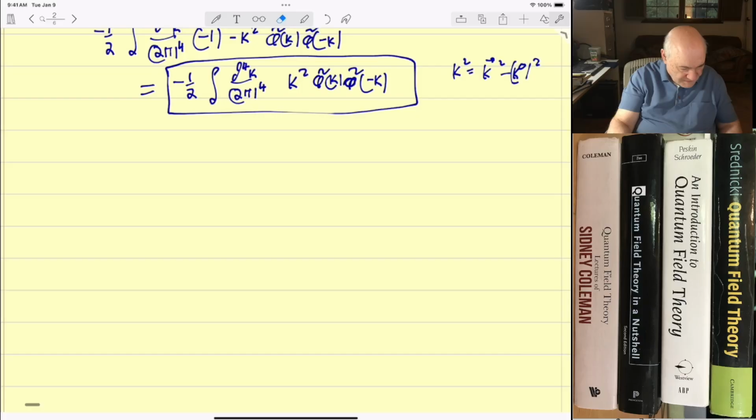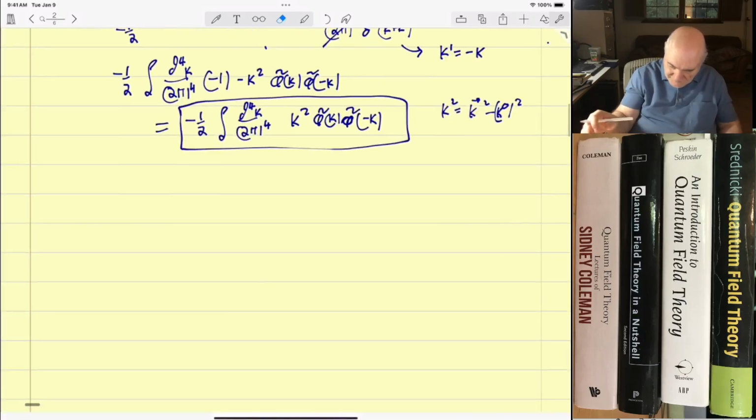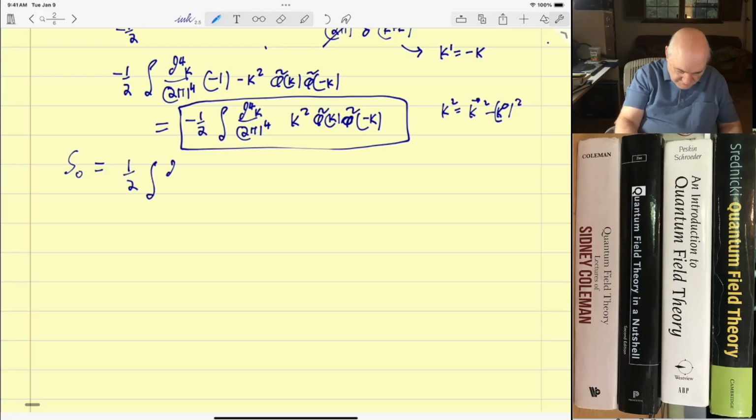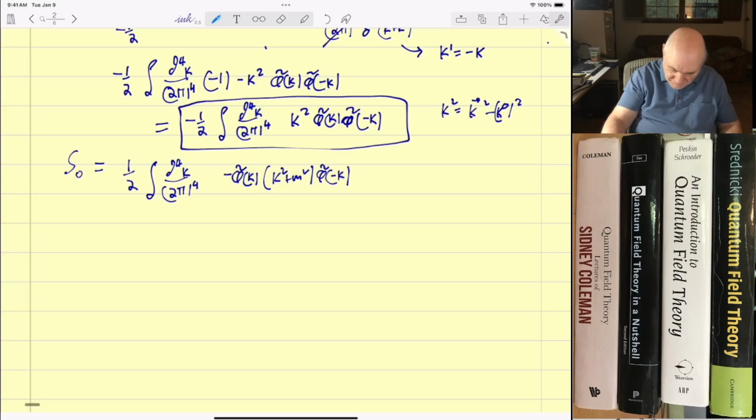Okay, so the total S0, the total free action is equal to 1/2 the integral d4k over 2 pi to the 4th of minus phi tilde k times k squared plus m squared times phi tilde minus k, plus j tilde k phi tilde minus k, plus j tilde minus k phi tilde k.